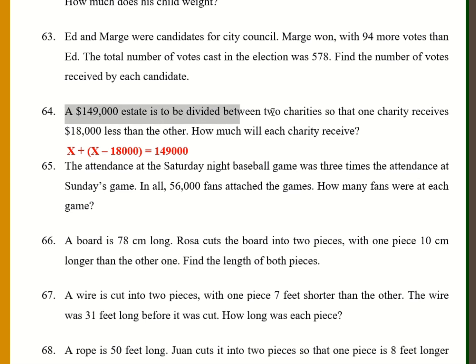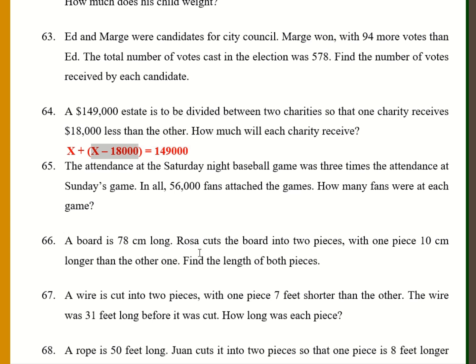A 149,000 estate is to be divided into 2 charities. So one receives 18,000 less than the other. So students usually take, oh, X plus Y is equal to 149,000. That's wrong. Don't use 2 unknowns. Only use 1 unknown. If one is X, what should be the other one? X minus 18,000. Why minus 18,000? Because one is 18,000 less than the other. Okay, so one is X and one is X minus 18,000.